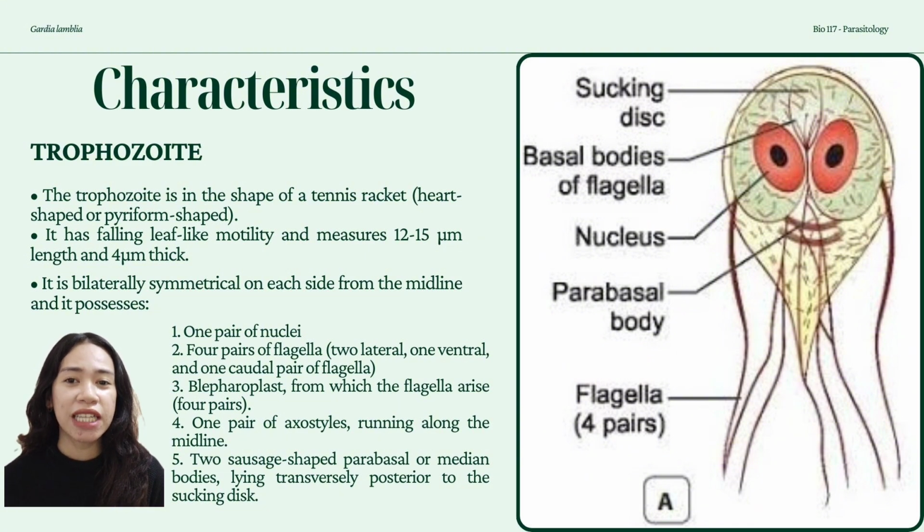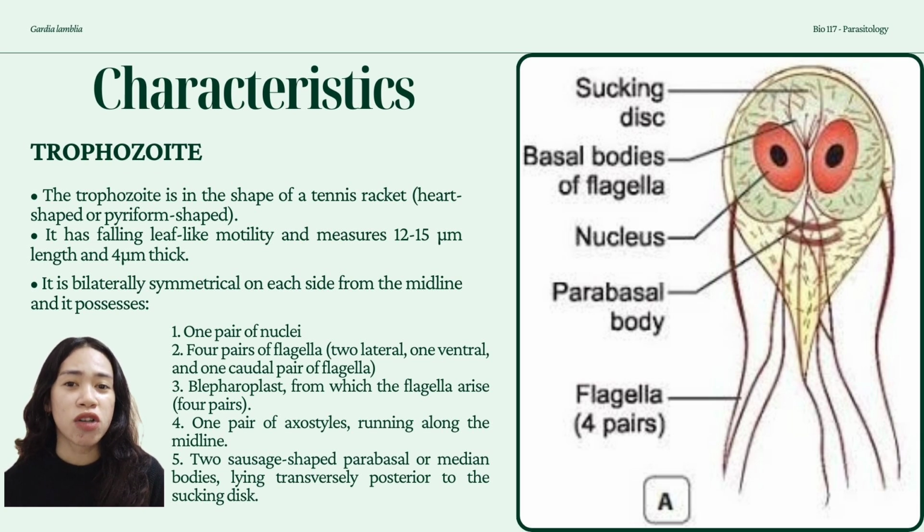It is dorsoventrically convex, and ventrally it has a concave sucking disc which helps in its attachment to the intestinal mucosa. Hence, it appears sickle-shaped in a lateral view. It is also bilaterally symmetrical on each side from the midline, and it possesses one pair of nuclei, 4 pairs of flagella, 2 lateral, 1 ventral, and 1 caudal pair of flagella, and blepharoplasts from which the flagella arise, which are 4 pairs.